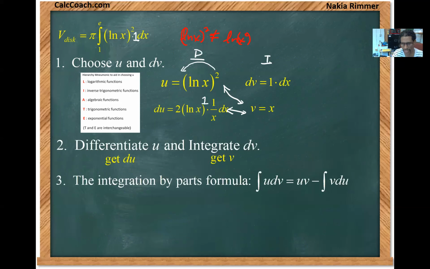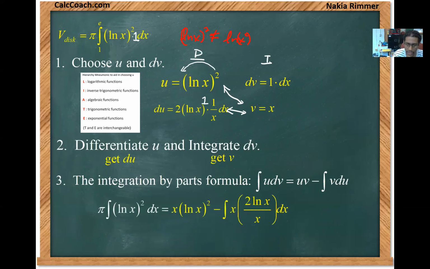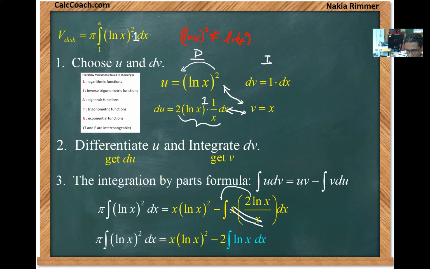So u times v would be x times the quantity of log x squared. And then just writing it all out, I have a 2 log x over x. That's what this guy is. And that's times an x. And so those guys cancel out. And I can pull the 2 outside.